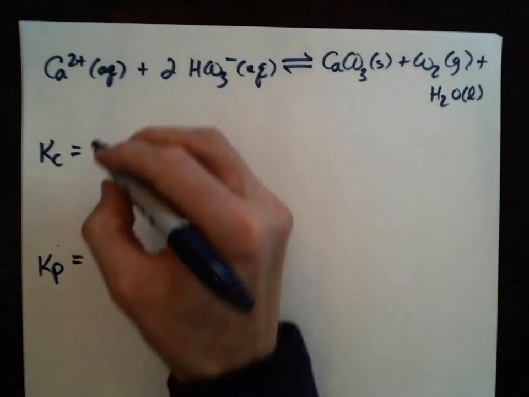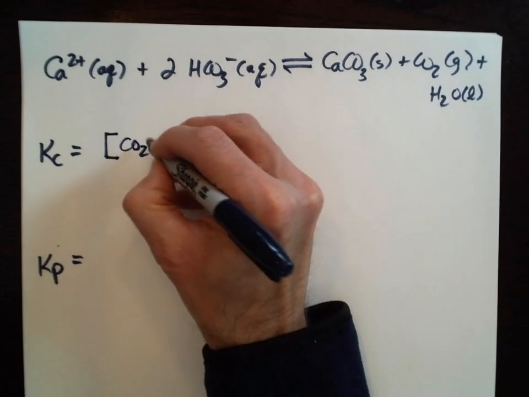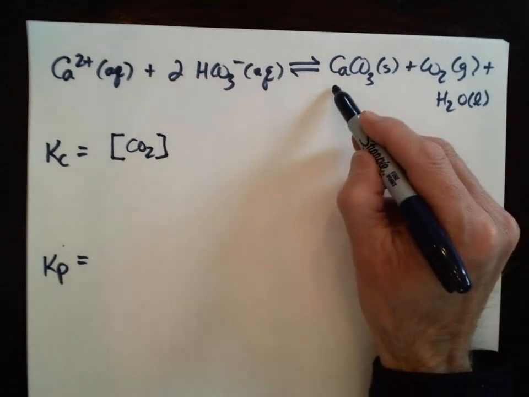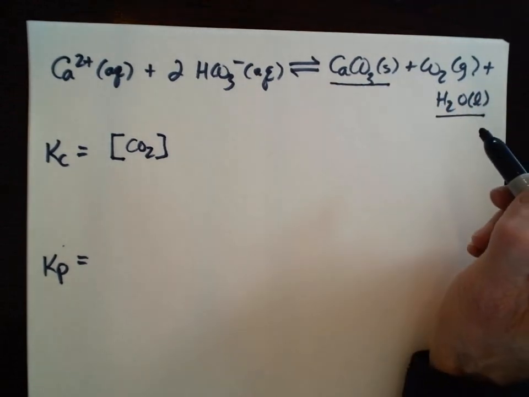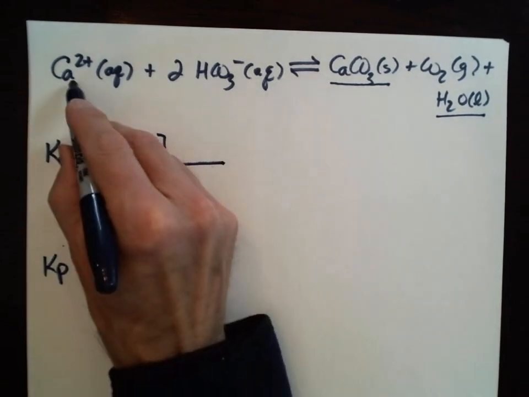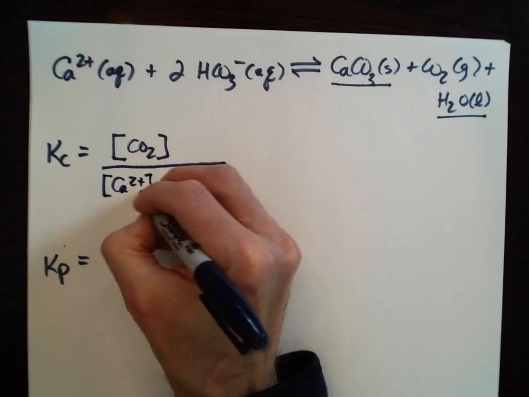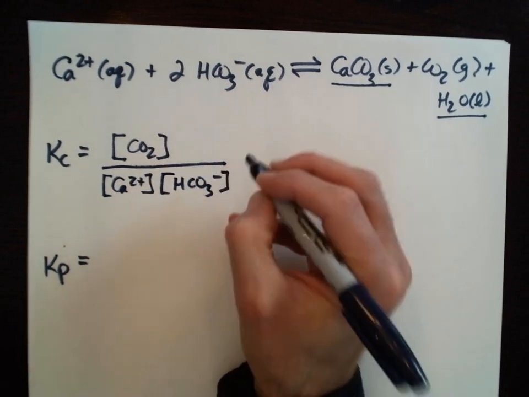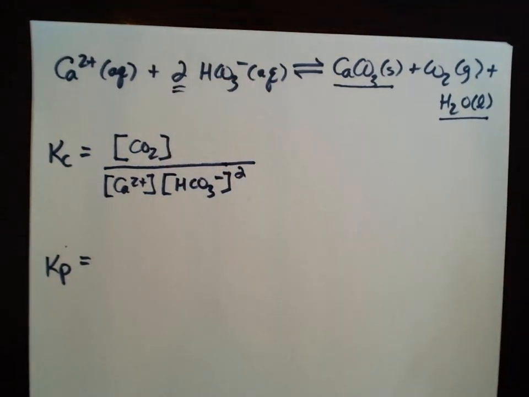Well, Kc is just going to be the concentration of the products, concentration of CO2, raised to their stoichiometric powers. Notice I'm not including calcium carbonate or liquid water because liquids and solids do not belong. And we're going to divide that by the concentrations of the aqueous species in the reactant side raised to their stoichiometric power. So don't forget to raise the bicarbonate to the second power.